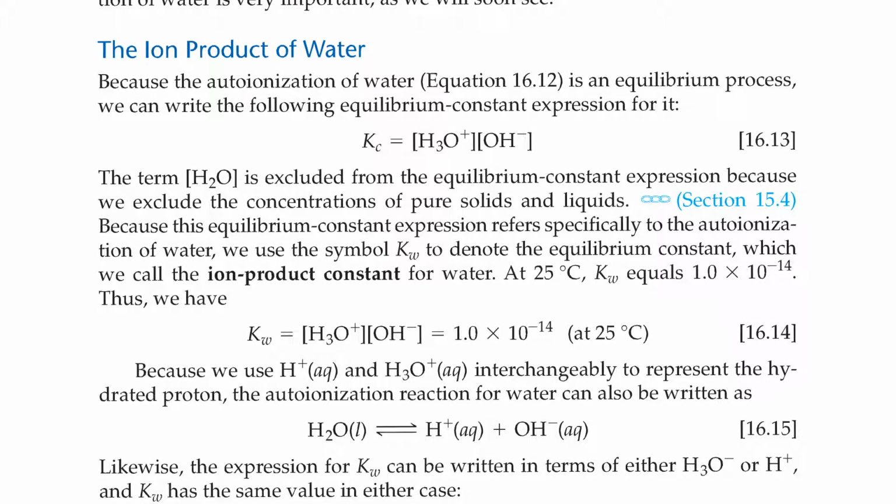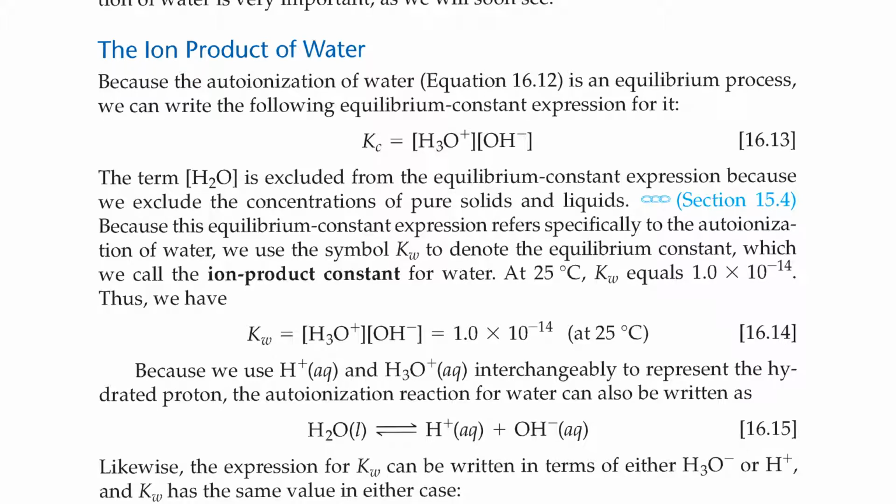The ion product of water. Because the ionization of water, equation 16.12, is an equilibrium process, we can write the following equilibrium expression for it. The equilibrium constant is equal to the concentration of hydronium times the concentration of hydroxide.